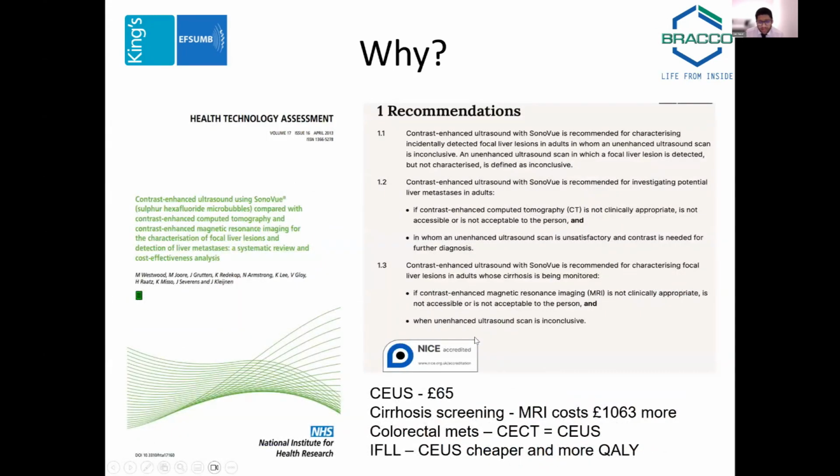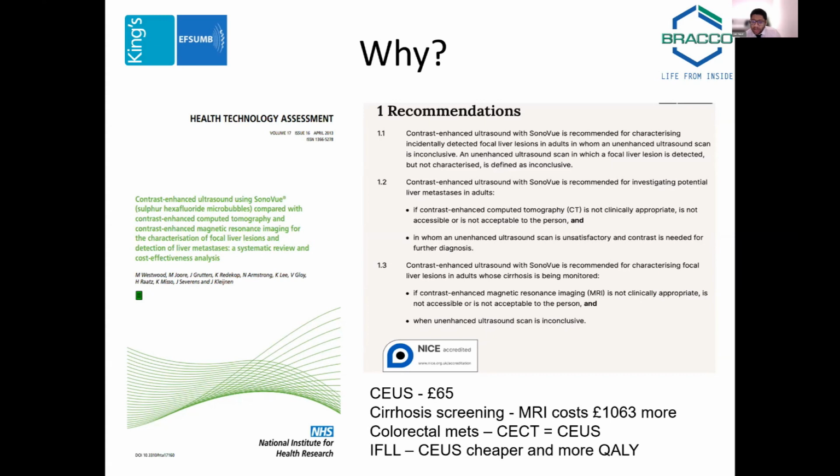And that's also what this health technology assessment from Westwood et al. showed. It based contrast enhanced ultrasound at approximately £65 and showed that there was a significant saving to be had for cirrhosis screening. And that was the first one they mentioned, because MRI costs £1,063 more. And it's simply impractical. You cannot have every patient with potential oncogenic virus or cirrhosis being screened with MRI. There's no availability. The time is too long. So it does represent value.